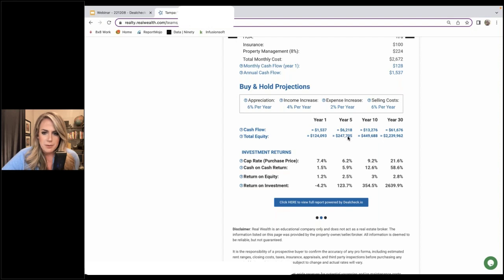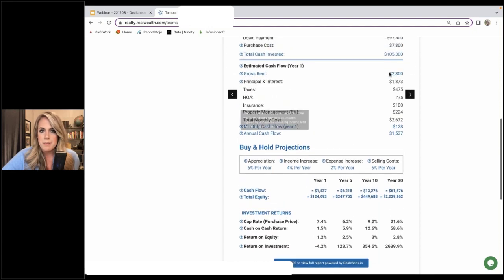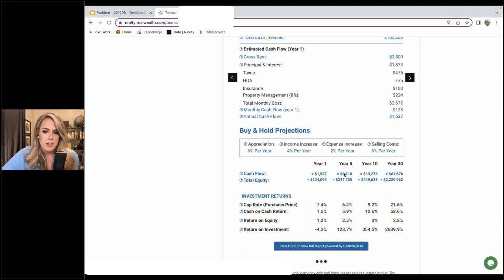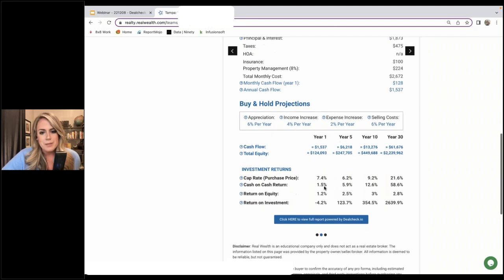Now, some of that equity you put in yourself, right? Our down payment up here, our cash invested was 105. But look, you've more than doubled your money in 5 years. So this is where you're starting to see the power of holding real estate over time. This is why we buy real estate, not year one. It's not year one that does it for us.